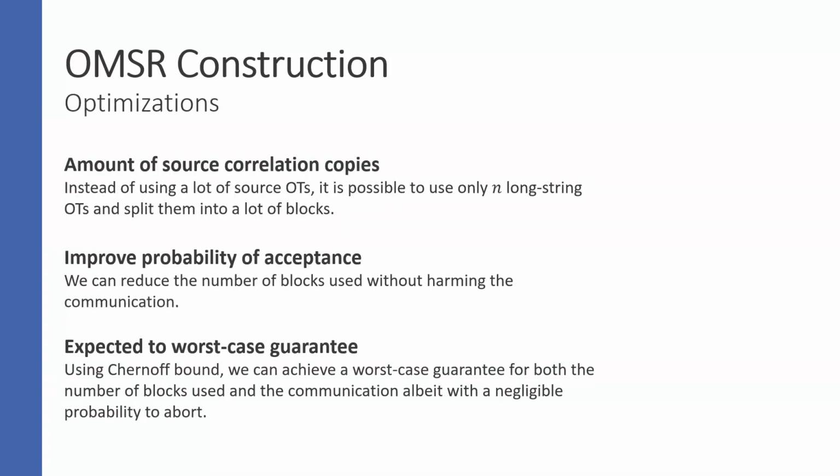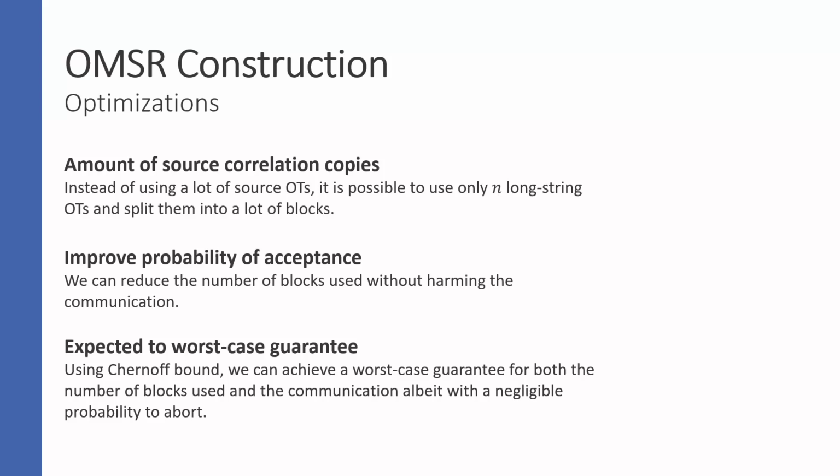Okay, so we have a few optimizations over it. It turns out that we can exploit the fact that the event depends only on the sender's view by using the same OT correlation until it is accepted. This can be done in the following way. Instead of using a lot of short string OTs, we will use only n long string OTs and split them into blocks. Instead of the batch being k copies of the short string OT, we will use k blocks of different correlations. And whenever a batch is rejected, we simply move to the next block in each of these correlations.